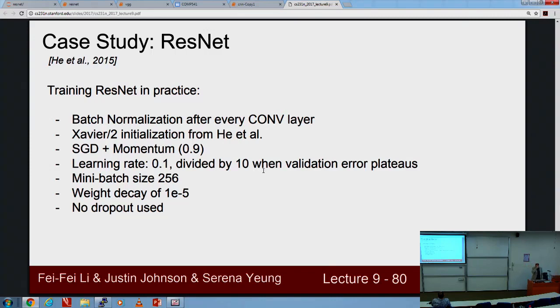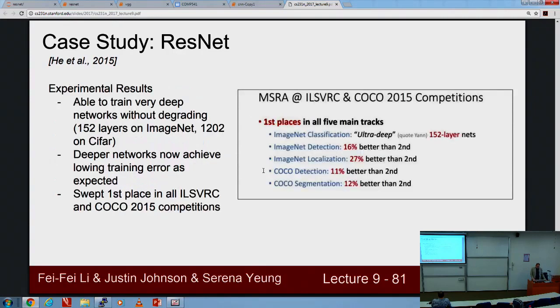SGD plus momentum again, like the other ones. Learning rate again starting higher, actually at 0.1 and reduced by 10 every time we stop improving. Mini batches of 256, weight decay of 10 to the minus 5, and they did not use any dropout. So this is also something that can be replicated fairly easily.